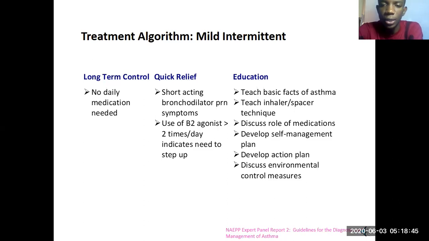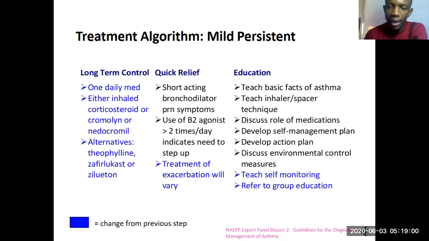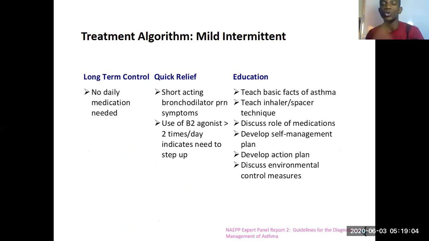Now, what education are you going to give your patient? You need to teach the basic facts of asthma, teach inhaler or spacer techniques, discuss the role of medications, develop a self-management plan, develop action plans, and develop environmental control measures. So you need to ensure that your patient is well educated along these lines.